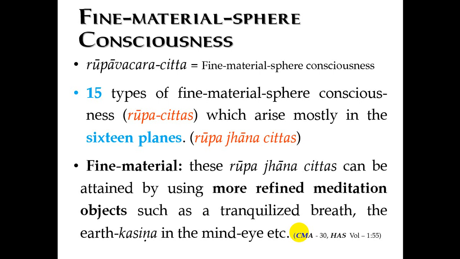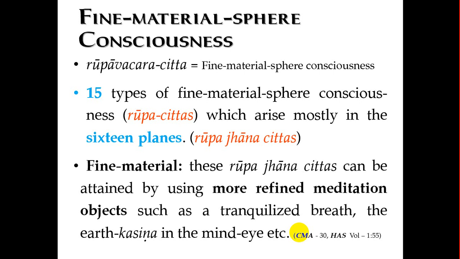So when you meditate, it is no real material form at all. It is just a concept in your mind. The round kasina is a concept in your mind. So you just focus on that concept and meditate on it, right? Therefore, when you attain jhanas, it is called fine material consciousness. So there are many fine material consciousness in your mind, right?